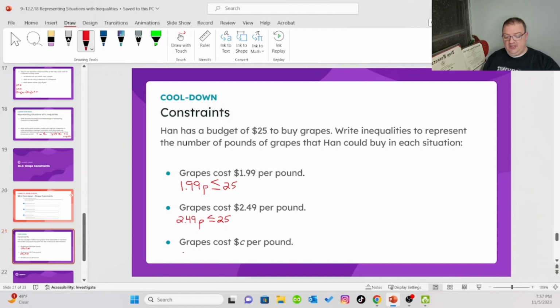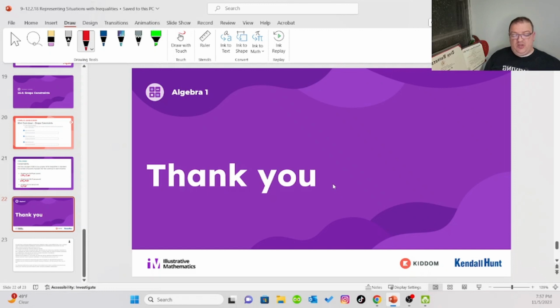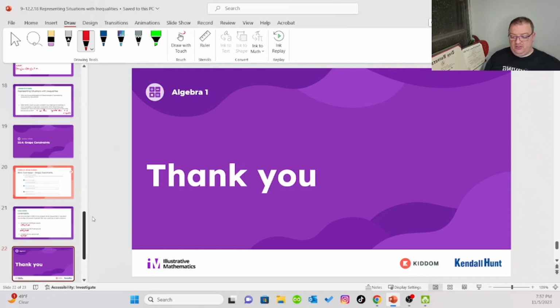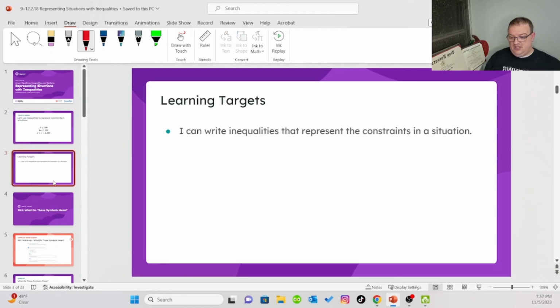And finally, if it costs C dollars, we could say CP must be less than or equal to 25, because again, a budget is the maximum amount we can spend. So if you are comfortable with our learning target, you should be able to say comfortably, I can write inequalities that represent the constraints in a situation. That is what we did in this lesson.